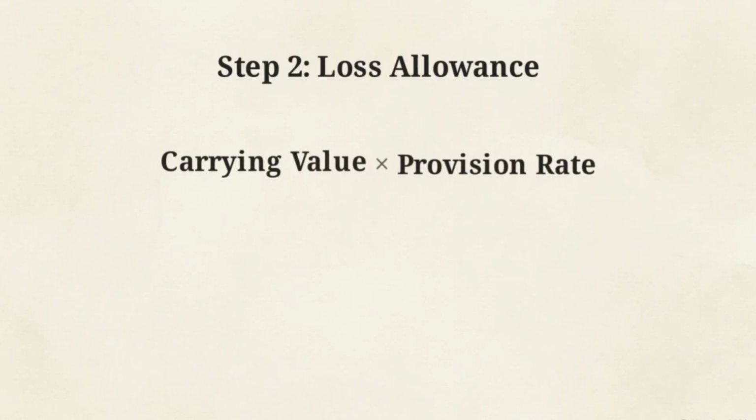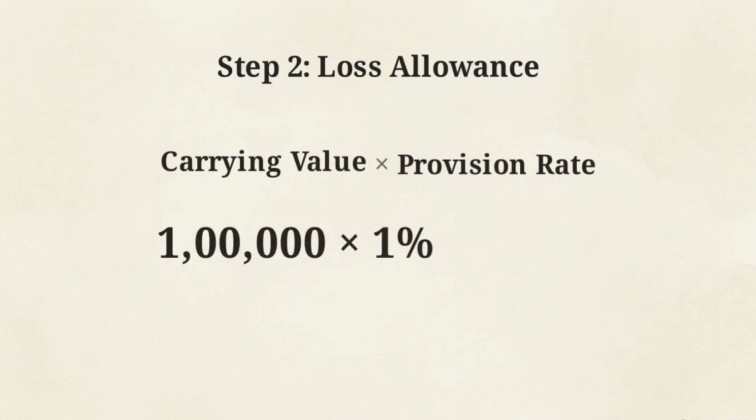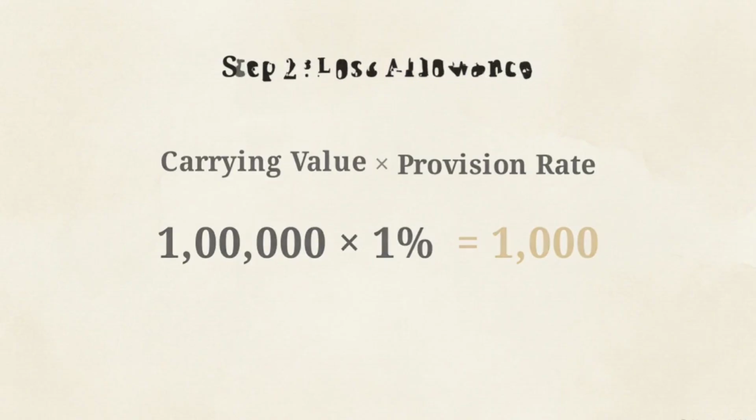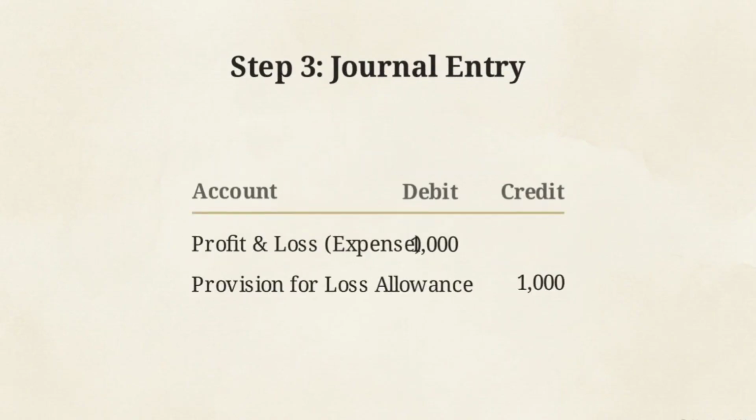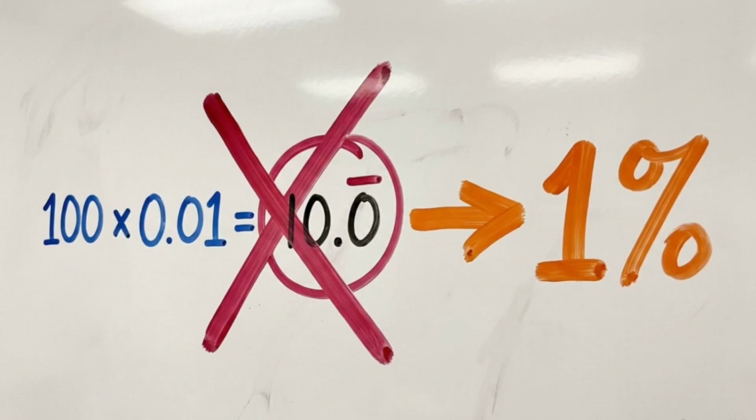In Step 2, you apply that rate to the asset. Multiplying the carrying value of 1 lakh by our 1% rate results in a loss allowance of 1,000 rupees. Step 3 is the journal entry. You debit the P&L for 1,000 to recognize the expense and credit the provision for loss allowance. Following this sequence ensures you don't miscalculate the initial rate, which is the most common reason for losing accuracy on these specific problems.